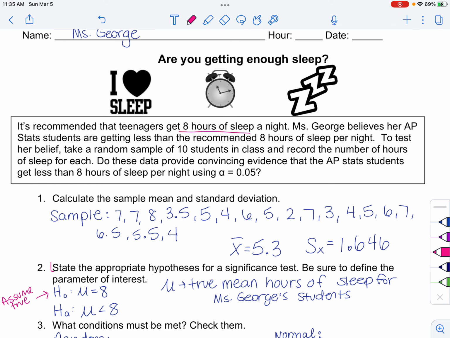Remember, when you are stating, we also are going to state our parameter. The parameter here is mu because that's the population mean, and we are trying to find the true mean hours of sleep for Miss George's students, specifically AP Stat students. My null hypothesis is that mu equals 8, and my alternative is that mu is less than 8. We are looking at the problem. It says, does this provide convincing evidence that teenagers get less than 8 hours of sleep? And that's what helps us set up our alternative hypothesis.